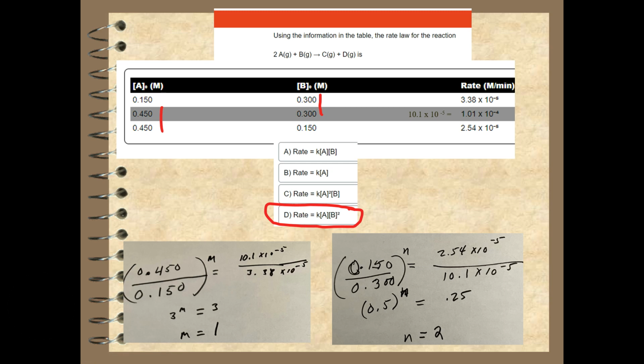So again, our method is just to first find two lines where the other one doesn't change and use those, and then set up your ratios according to our method. So this one was a third order reaction overall.